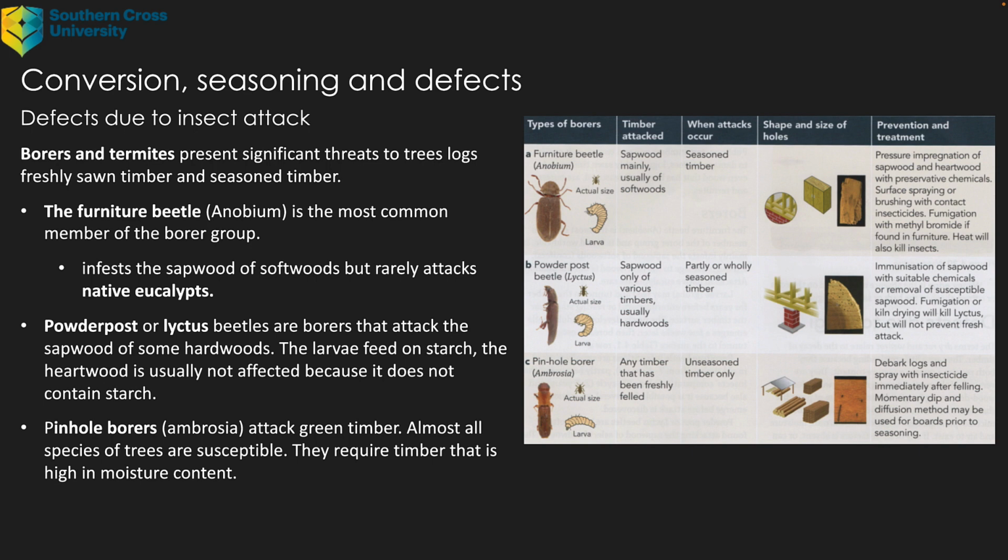Powder post or lyctus beetles are borers that attack the sapwood of some hardwoods. The larvae feed on starch. The heartwood is usually not affected because it does not contain starch. Just as an aside, if you're designing with timber, you generally want to avoid using the sapwood. You want to use the heartwood because, number one, that's where the strength is. Number two, it usually has better appearance characteristics. But number three, as you can see here, it's less susceptible to attack by borers.